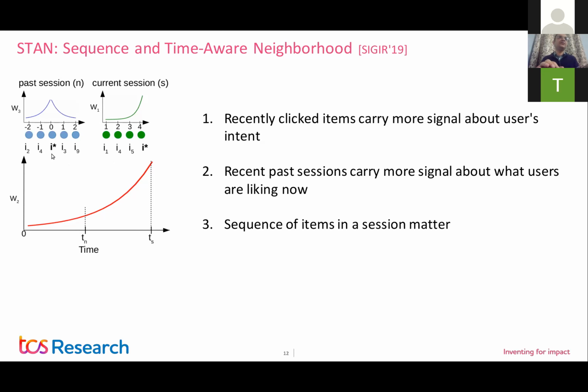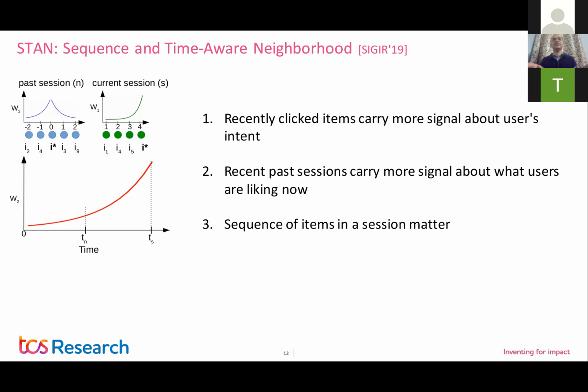But then, how do you give weightage to the different items in this historical session? So there we again assume that the most recent item that the user has interacted with, I star, let's say. So the items which are nearby to I star in these historical sessions would be of more interest to the user. So you'll give them a slightly higher weightage when computing the relevance of that item. Right. So these are the heuristics that we use.